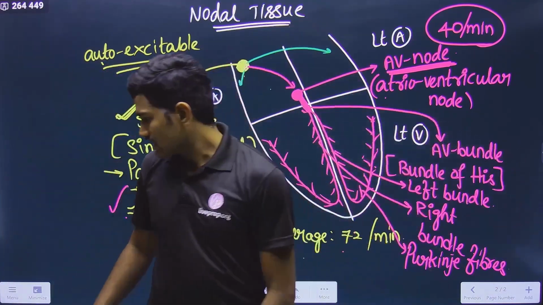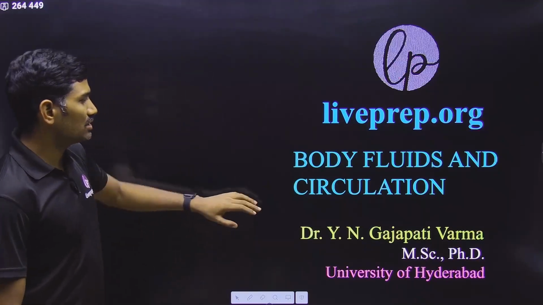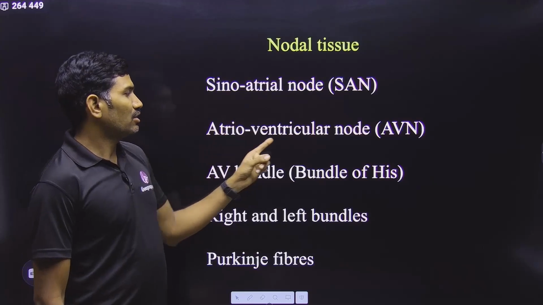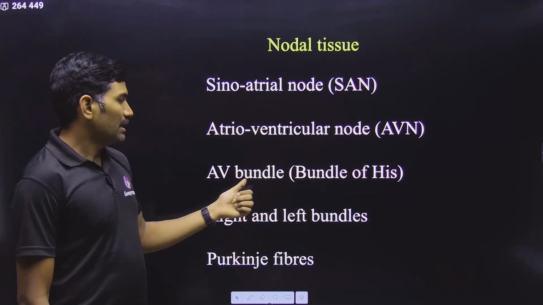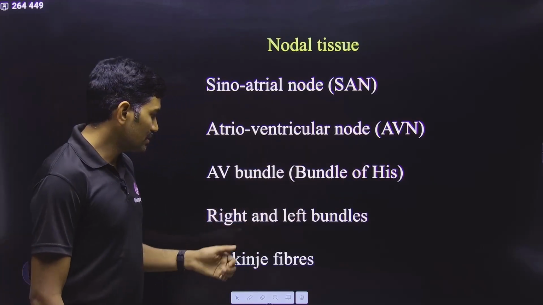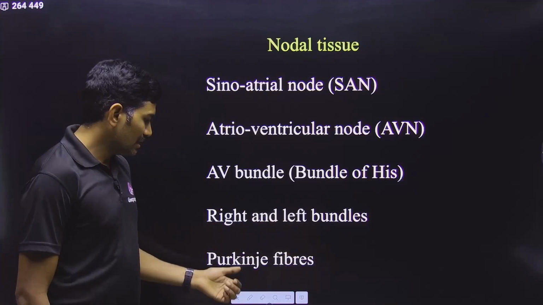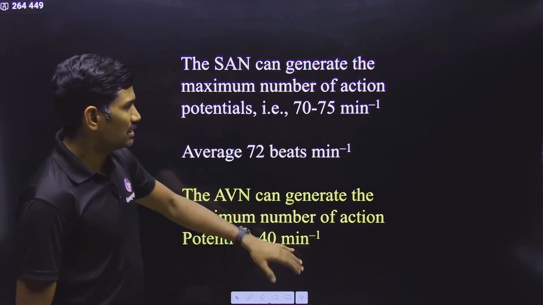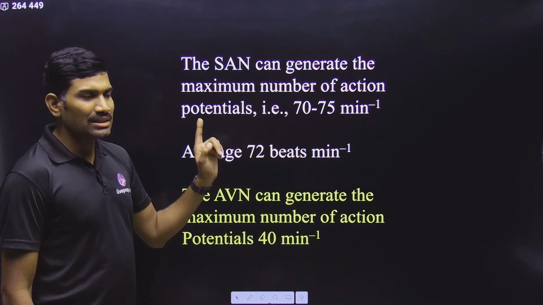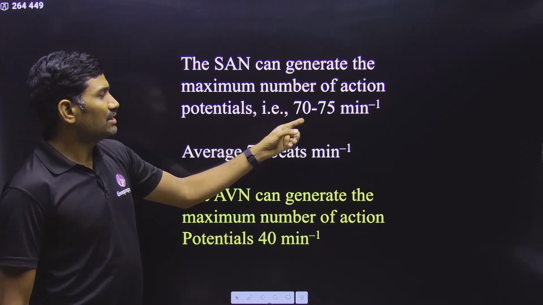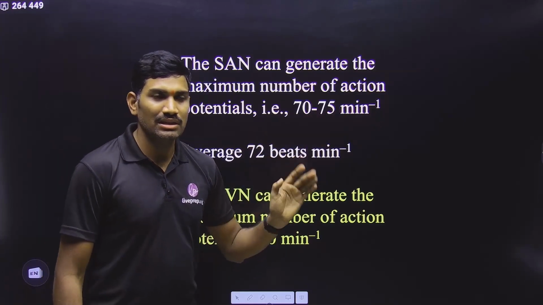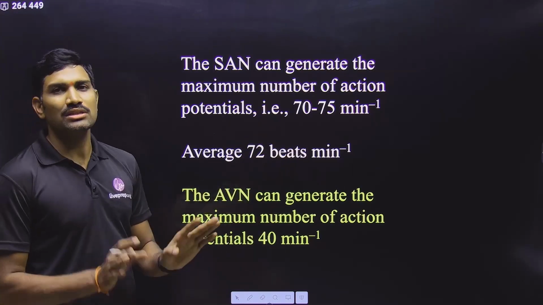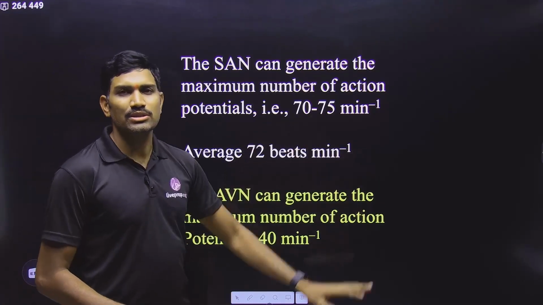This is the information that we are studying under the nodal tissue. I hope now you understood the nodal tissue. In the nodal tissue, we are talking about the SA node, sinoatrial node, and also the AV node, atrioventricular node, and also the AV bundle, also called the bundle of His, the right bundle and left bundle, and finally Purkinje fibers. These are present in the nodal tissue. Clear? Now, the SA node generally produces in the range of 70 to 75 per minute, but the average value is 72 action potentials per minute. That's why 72 beats per minute.